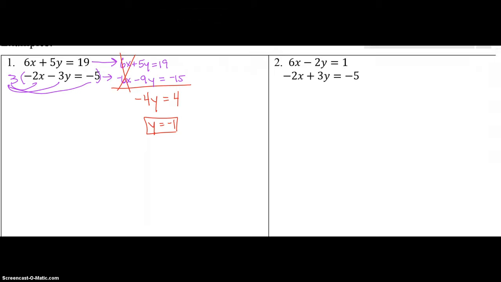Plug that back in to either original equation. It does not matter which one, as long as you plug it in for y.